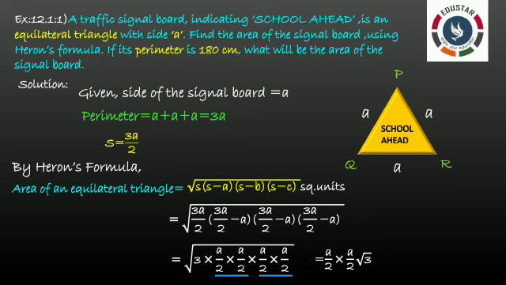Since already we have discussed in previous sum, right? Root A into root A is how much? A. Same thing we have applied in this sum also. And on multiplying, we will get A square by 4 into root 3, which can also be written as root 3 by 4 into A square. This is what? Area of your equilateral triangle.